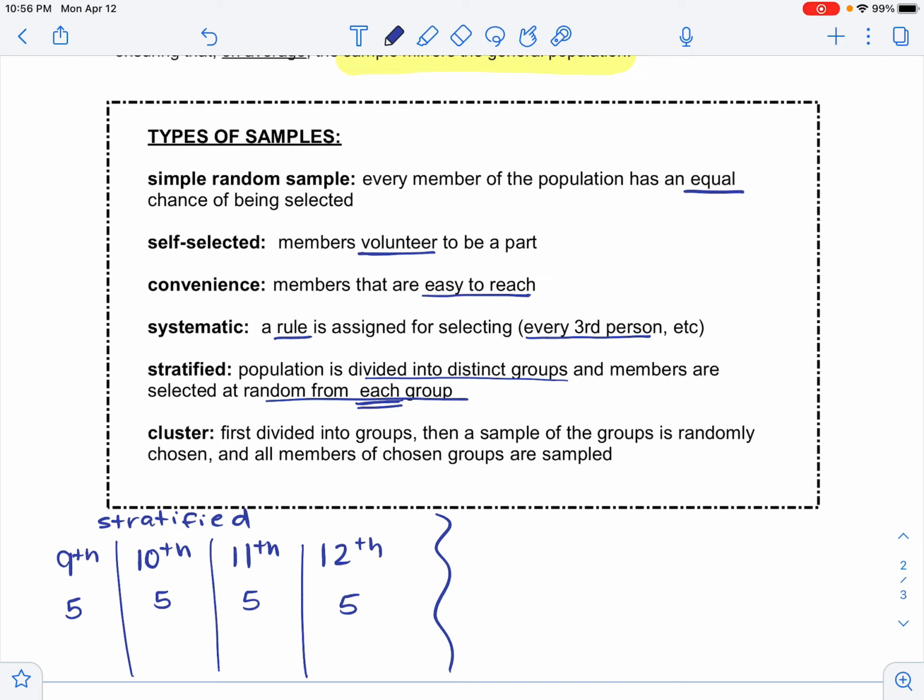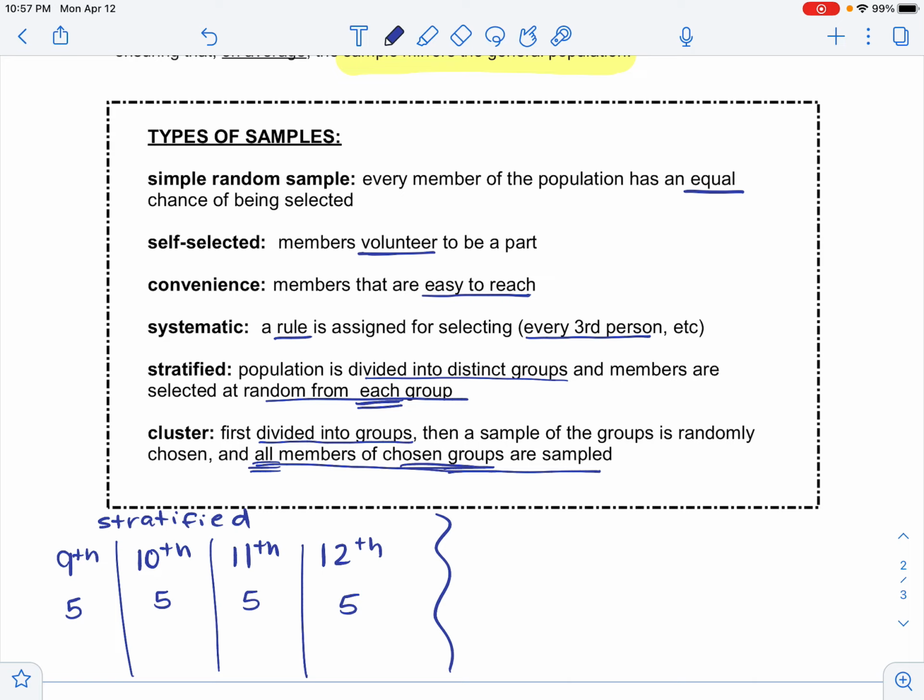Versus a cluster sample. In a cluster sample, we do again start by dividing into groups. But then after I divide it into groups, this is where it gets different. A sample of the groups is randomly chosen and all members of chosen groups are sampled. Here's the key: all members of the chosen groups.